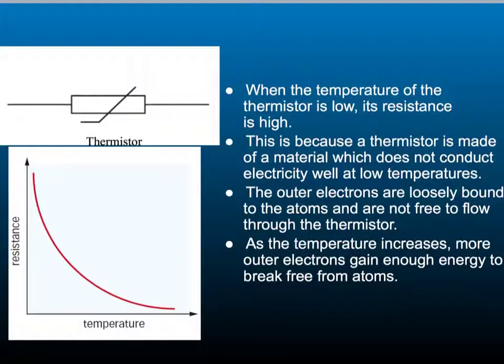And again, it's the electrons that are flowing round that are the current, so if we have more of those electrons, we've got a bigger current and less resistance. The graph of temperature and resistance is the same shape as with the LDR. We've got a high resistance at low temperatures and a low resistance at high temperatures.